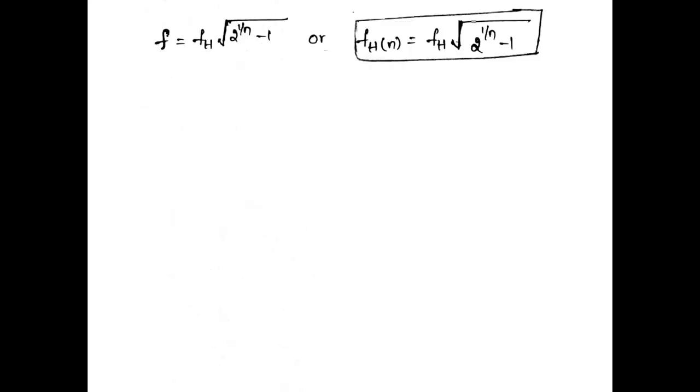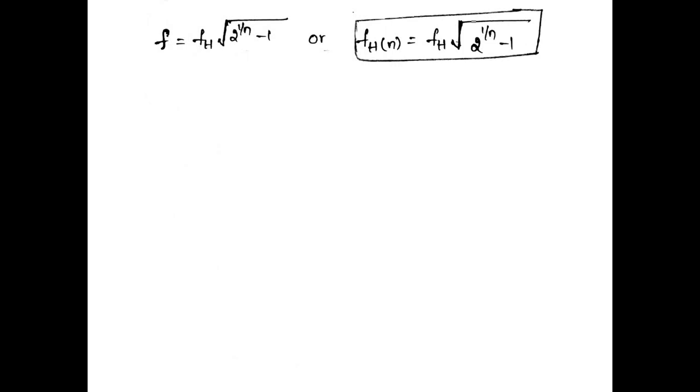Now, you write the formula as f equal to fH into square root of 2 power 1 by n minus 1. This is fH of n, for n number of stages, which is equal to fH into square root of 2 power 1 by n minus 1.